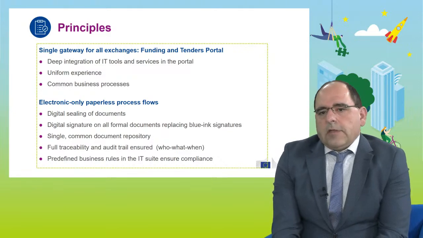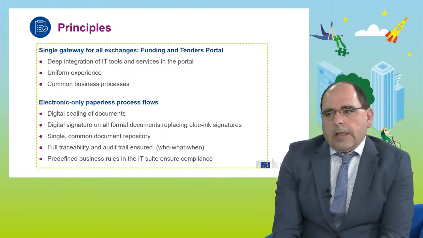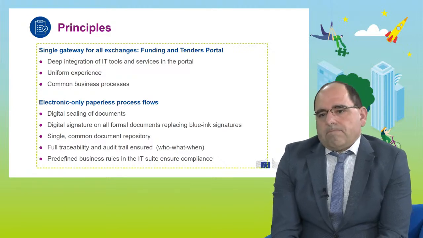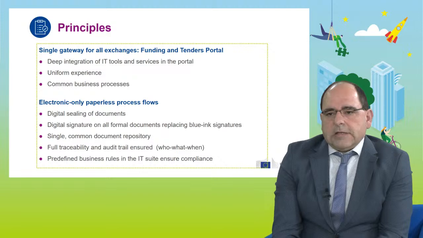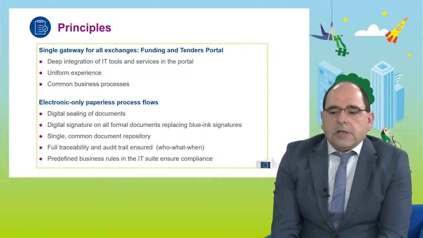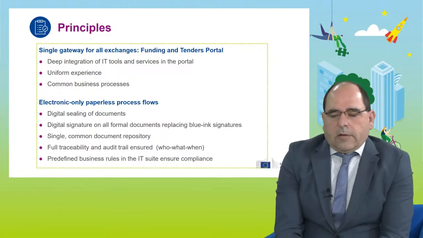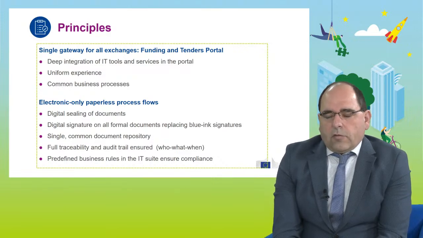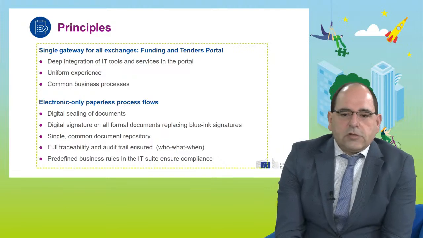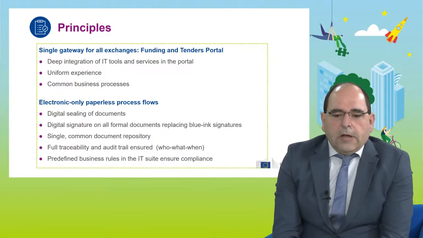For example, if there are specific types of partners, like an affiliated entity which participates through the beneficiary it is linked with, since the affiliated entities do not sign the grant specifically, in that case there are some documents that will be required to be uploaded through the beneficiary on behalf of the affiliated entity. So there are very few exceptions, mainly because the few people that have to use the blue ink signature don't have access to the portal for other reasons.